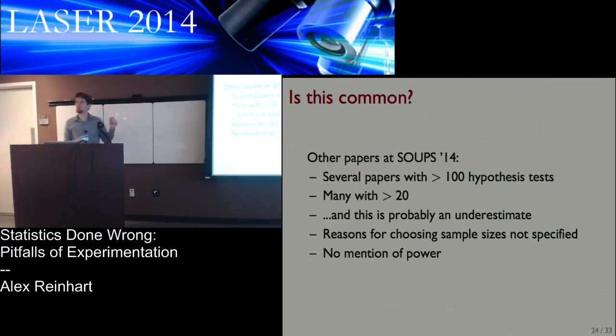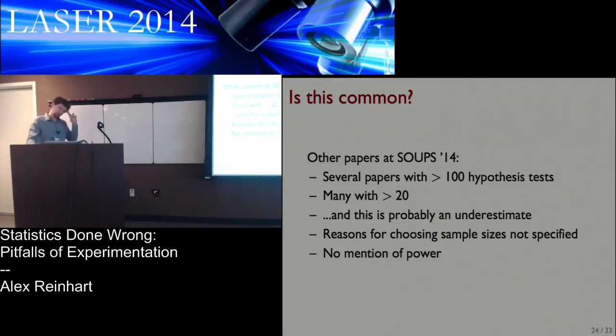Many of the papers had more than 20 tests. And this is probably an underestimate, right? Because you only report the significance tests that are interesting enough to go in the paper. So if they did a bunch of other tests that had no statistically significant results and turned out not to relate to their main point, they probably didn't mention them at all. So they probably had even more chances for false positives.